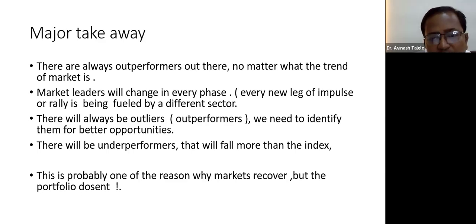Market leaders will change at every phase. Every new leg of impulse or rally is fueled by a different sector. Remember, I just showed you that relay, and they are handing over the baton to the other partners of theirs. There will always be outliers, outperformers. We need to identify them for better opportunities. There will always be underperformers that will fall more than the index. We need to avoid them. This is probably one of the main reasons why the market recovers, but our portfolio doesn't, because we continue to hold the good stocks or good companies who have performed well in the previous rallies.